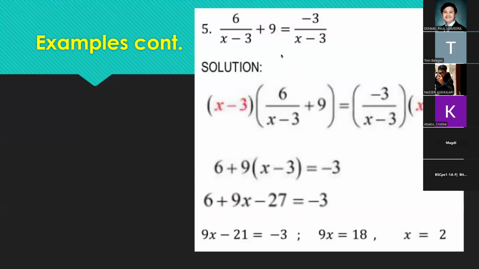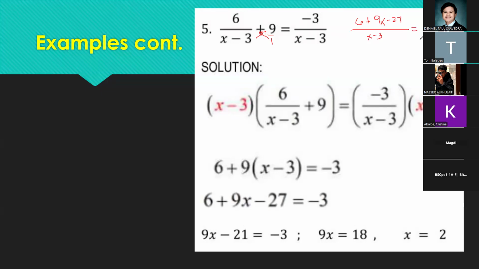So in here, we want to, pwede tayo magkaroon ng single common denominator. So what I will do is cross multiply. Okay. So by default, this is over 1. 6 times 1 is 6. 9 times x minus 3, I'll directly multiply it already, okay? 9x, 9 times negative 3 is negative 27 over x minus 3, because x minus 3 times 1 is x minus 3. So equals to negative 3 over x minus 3.